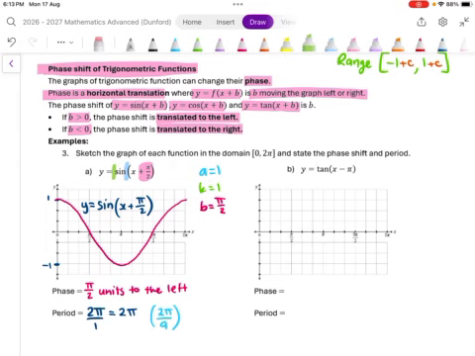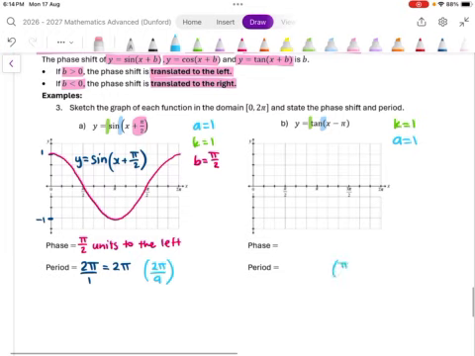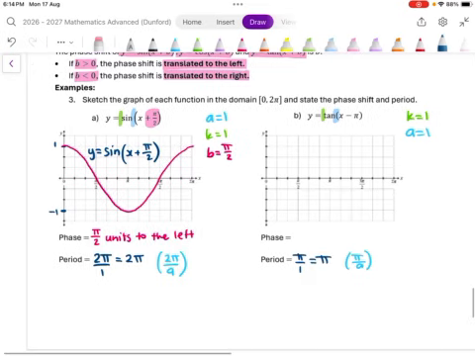Again, it's tan, so amplitude doesn't matter, but our k value is equal to 1. Our a value is what's in front, outside of our bracket, which is 1. Now, period for tan is pi on a. So we'll have pi on 1, which is equal to pi. Amazing. And then we have that our b value is negative pi, so we're going to be moving pi units to the right.